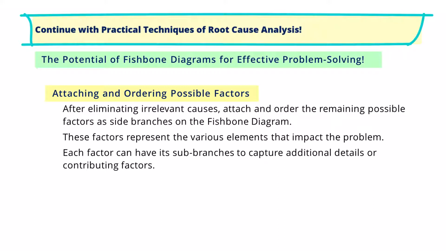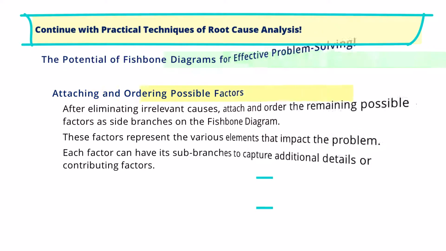Attaching and ordering possible factors. After eliminating irrelevant causes, attach and order the remaining possible factors as side branches on the fishbone diagram. These factors represent the various elements that impact the problem. Each factor can have its sub-branches to capture additional details or contributing factors.